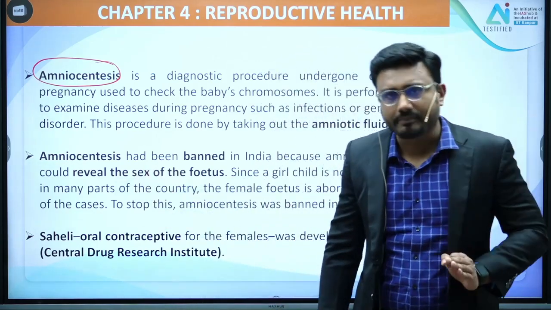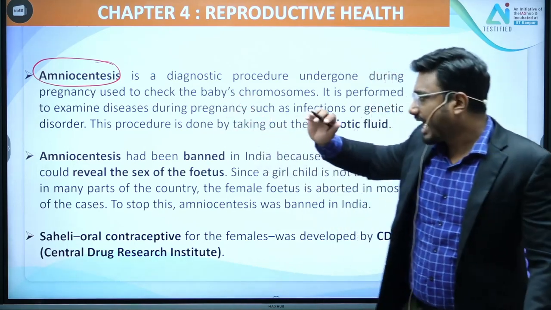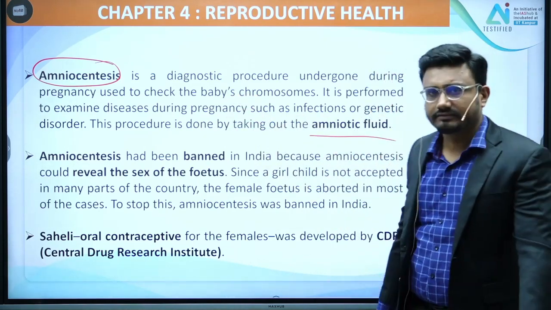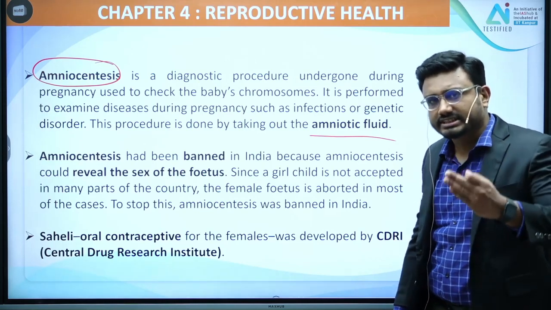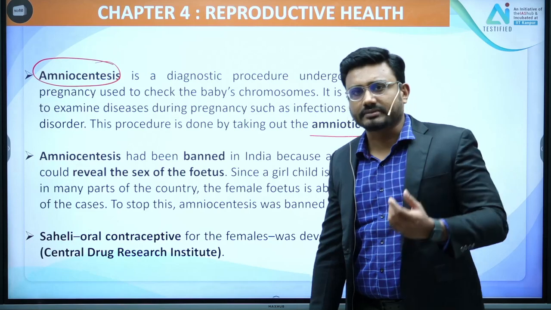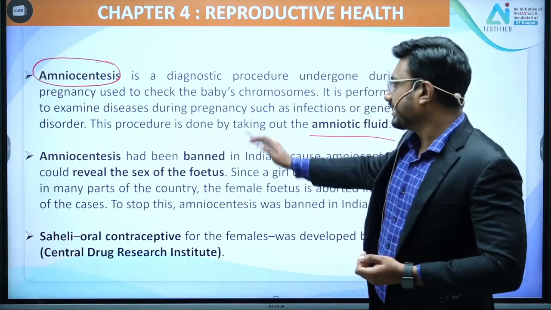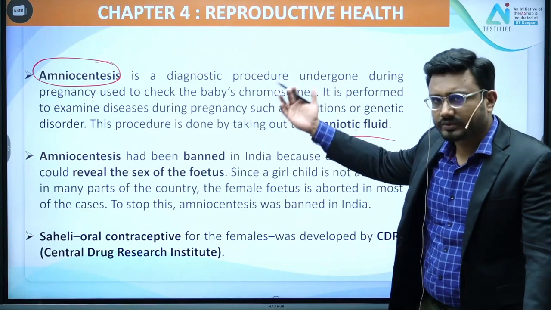So what is happening in this process? Let us understand it. In this process, the amniotic fluid of the fetus is taken out and analyzed. It was originally done in order to know whether the baby has some kind of genetic defect or any type of disease. So that is why it was done.